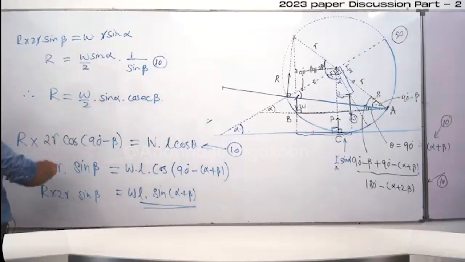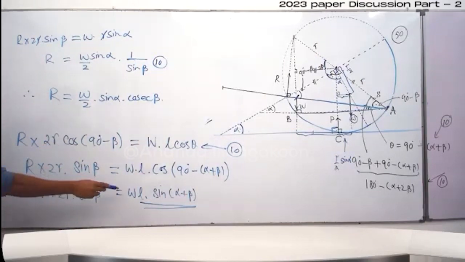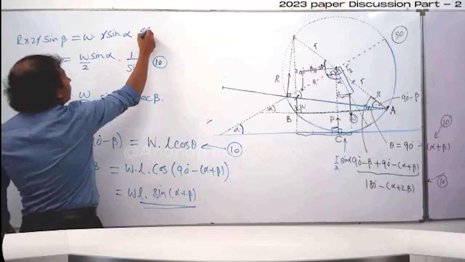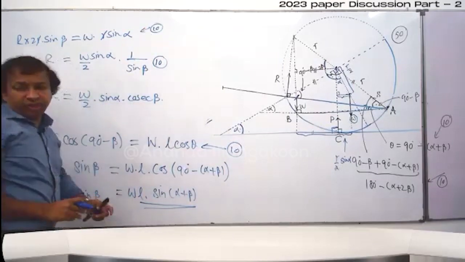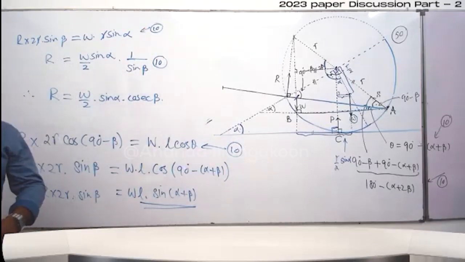Substituting for this L sin(alpha plus beta), it is this one, R sin alpha, another 10 marks. So this is how, people, we take an answer.